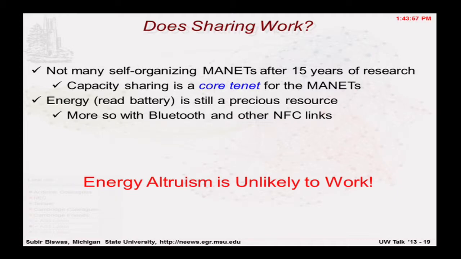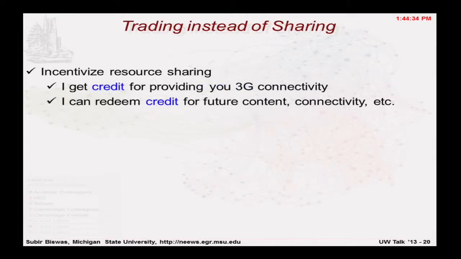And if you look at the evidence, after so many years of research, it has not really shown indications that it's going to work, right? So then we say, okay, what you do instead is try to make it more of a market-driven kind of arrangement. You say that every time I share something, it could be bandwidth, it could be content, or whatnot, I'll get a credit, right? Somebody's going to give me a credit, and that credit I can use to redeem for something in future, okay?